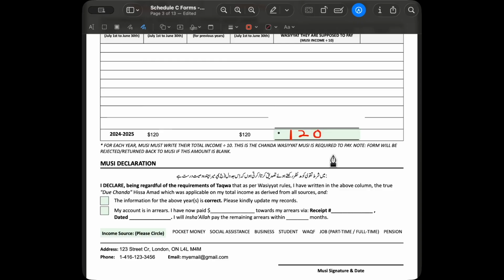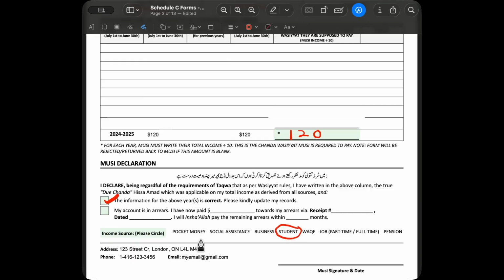So this Musi was receiving $100 from his parents as pocket money. And on that $100, he was paying $10 for 1 month. And if we calculate over 12 months, then that would be 120. So he has paid what he was supposed to. And he will just tick mark here: Yes, my account is okay. The information above is correct. Please kindly update my record. Income source, he will circle student here.